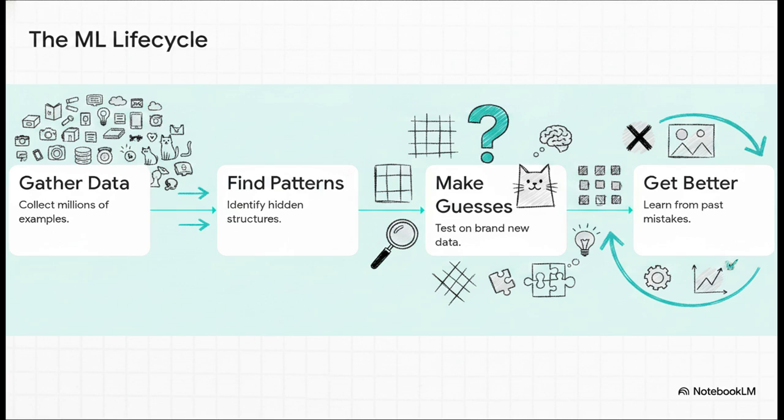Step 2, the machine runs its algorithms to find patterns. It starts noticing that in all those pictures, there are certain arrangements of pixels that look like pointy ears. Step 3, it makes guesses. We show it a brand new picture it has literally never seen before, and it guesses, I think this is a cat. And step 4, which is absolutely the most important part, it gets better. If it guesses wrong, it adjusts its internal settings so it won't make that exact same mistake next time. It's just a continuous, never-ending loop of improvement.